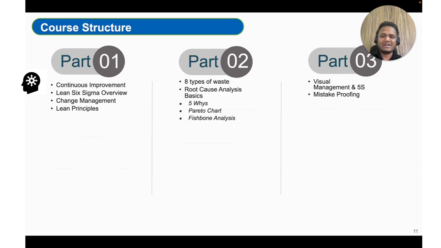And finally, we'll conclude with mistake proofing, which is all about how to prevent mistakes or errors from happening. And towards the end, I'll also cover certain aspects of Lean Six Sigma certification, right from white belt, yellow belt, green belt, black belt, and master black belt.